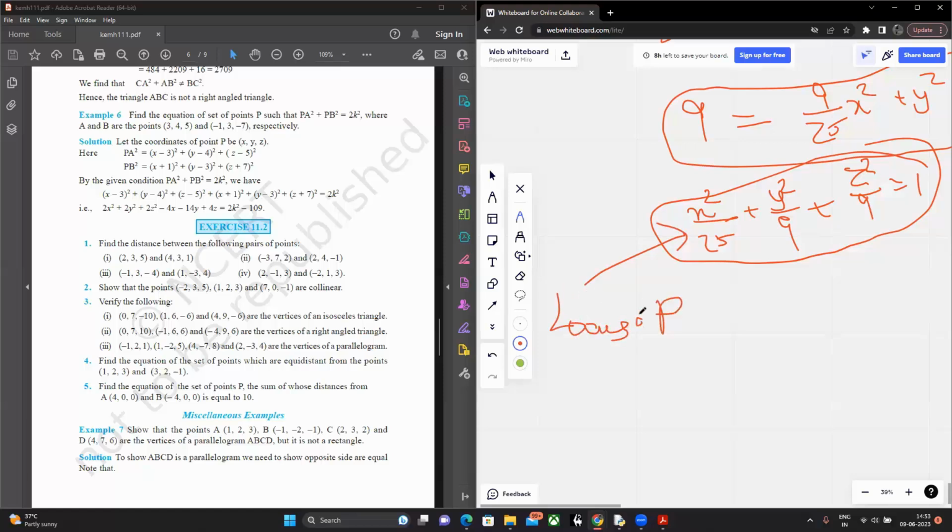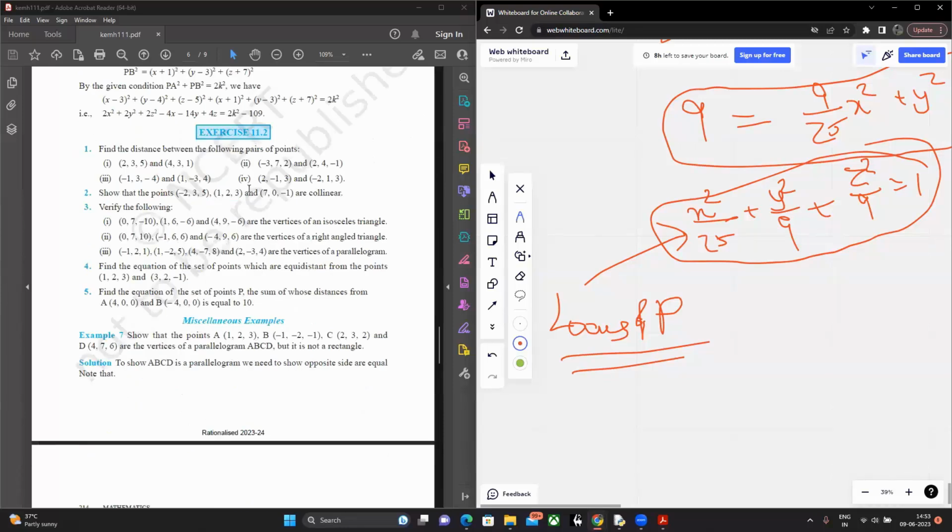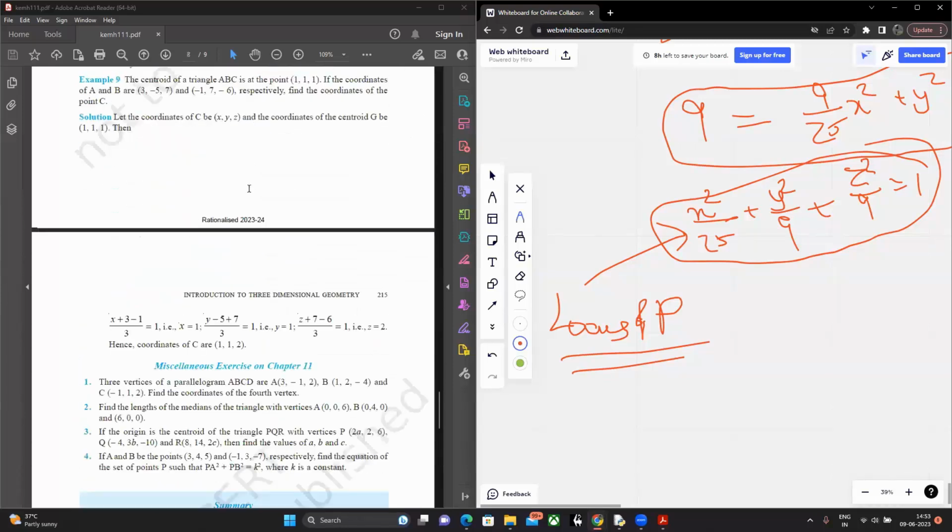All right. This is basically the locus of P, right? Remember this word locus? You're going to be dealing with it in later chapters. The locus is basically the path of the point P traced when you vary x, y, and z. Right.